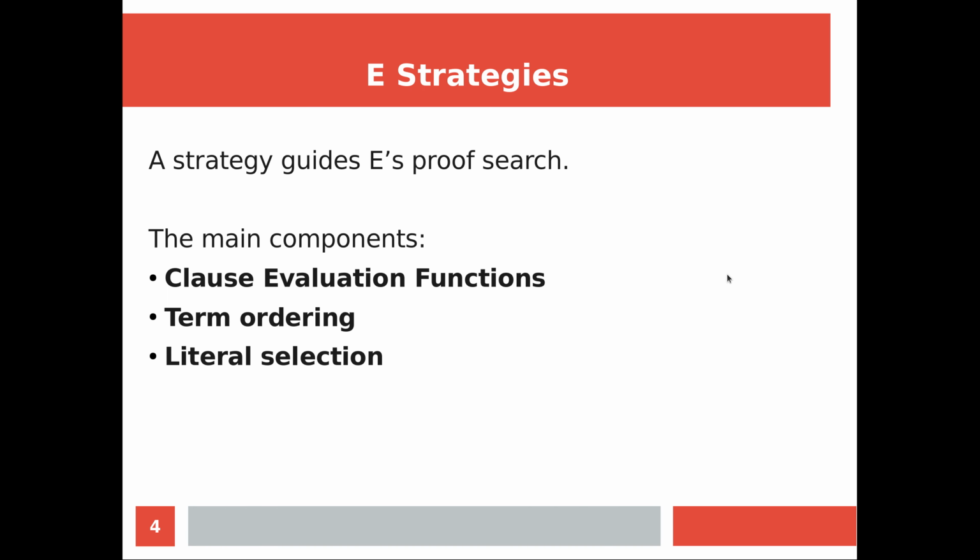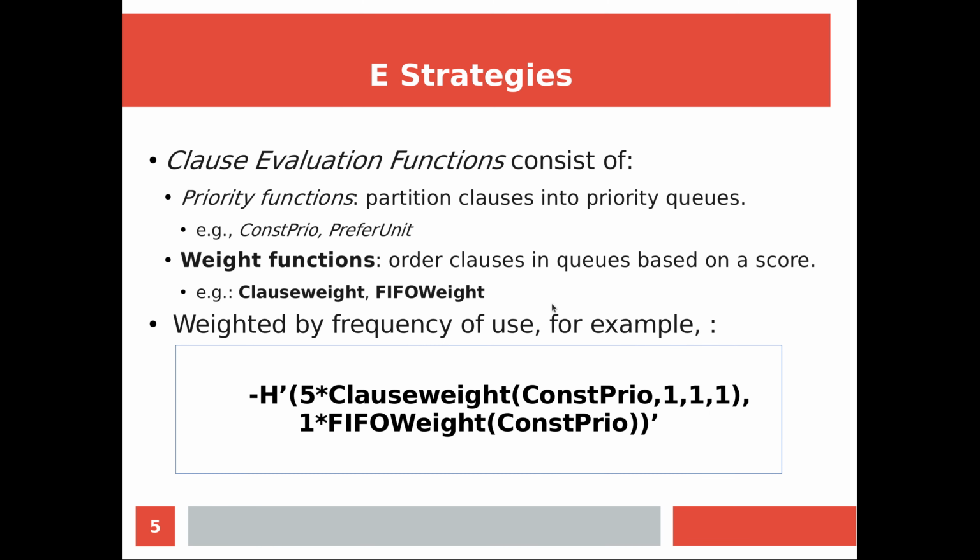E's strategies consist primarily of clause evaluation functions, term ordering, and literal selection. Clause evaluation functions consist of priority functions, such as keeping everything in one priority queue or processing all unit clauses before other clauses, and weight functions, which order the clauses in the queues by weight or just first in, first out. So this is a classic strategy, which weights two clause evaluation functions by frequency of use.